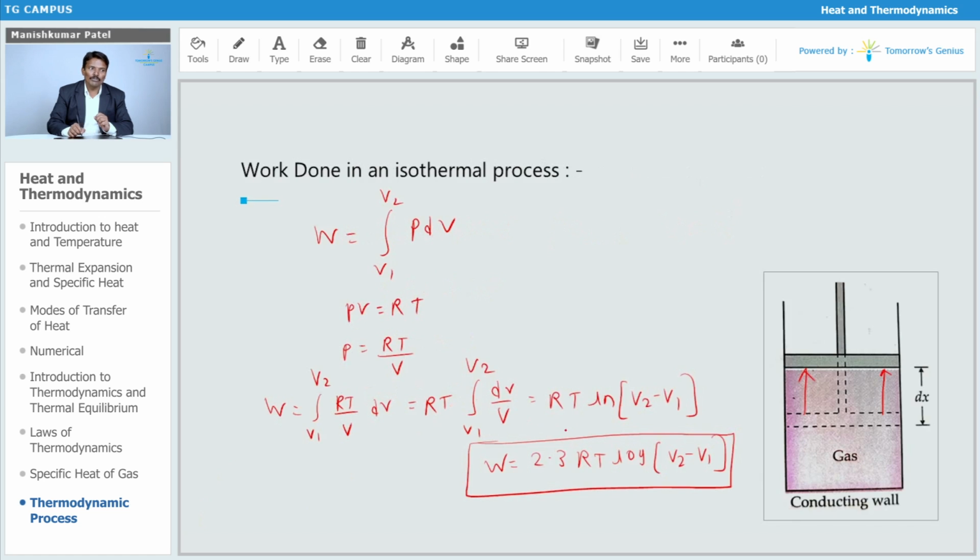For this case, the work done you can write for n number of moles also. If I consider 1 mole, I have written RT. In general you can write it with n also, that is not an issue. So this is n, just replace n over here and you will get the required formula for the work done.